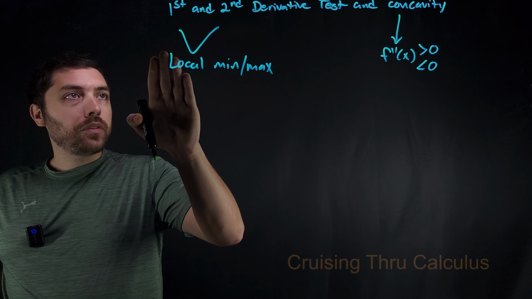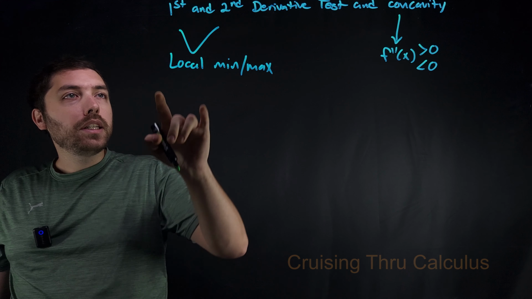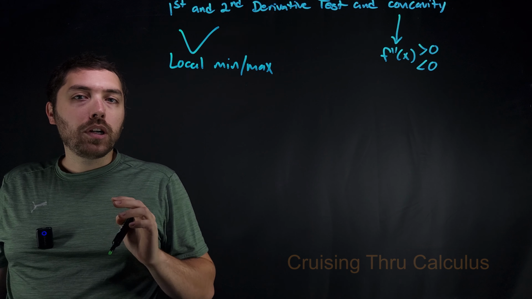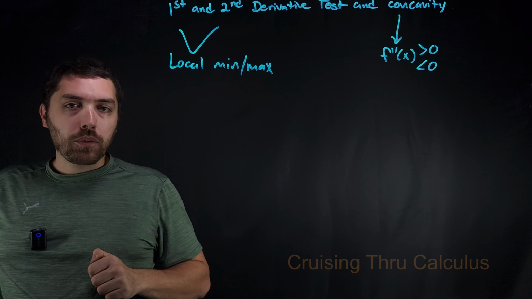Finally, let's talk about absolute minimum and maximum. You don't use the first derivative test or the second derivative test or concavity. What you do is kind of a little bit of the first derivative, and then you also have to test the endpoints as well. That's an important part of that one.